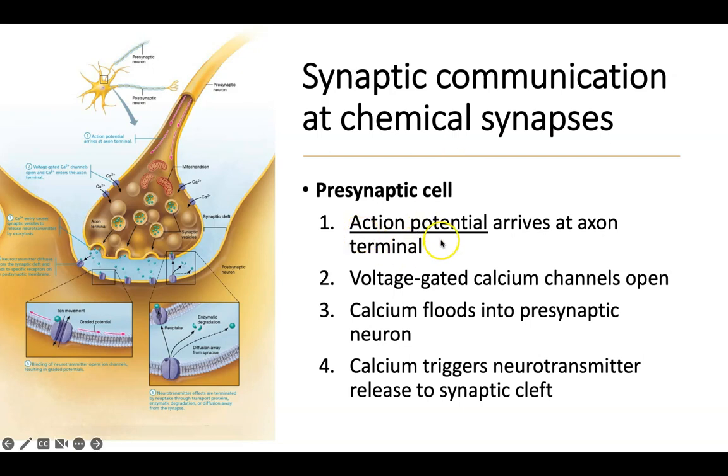So step one, that action potential propagates down the axon, and it arrives at the axon terminal. That action potential is then going to stimulate voltage-gated calcium channels to open. And calcium is now going to flow into the synaptic terminal of this presynaptic neuron. That calcium influx will trigger the release of neurotransmitters into the synaptic cleft. So this is the presynaptic portion of signaling at a chemical synapse.